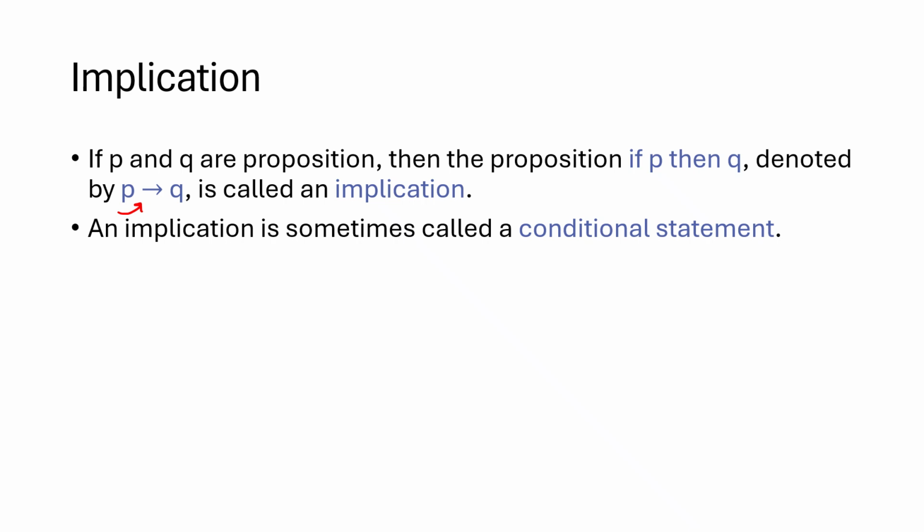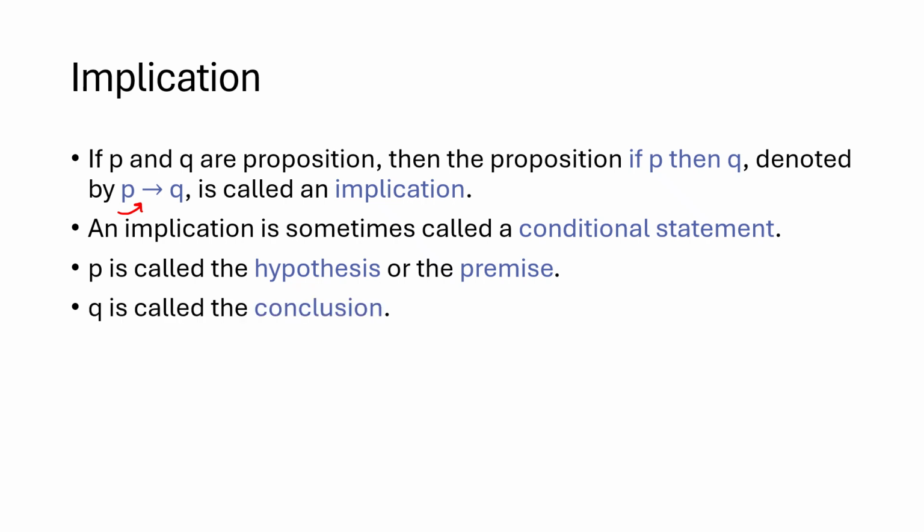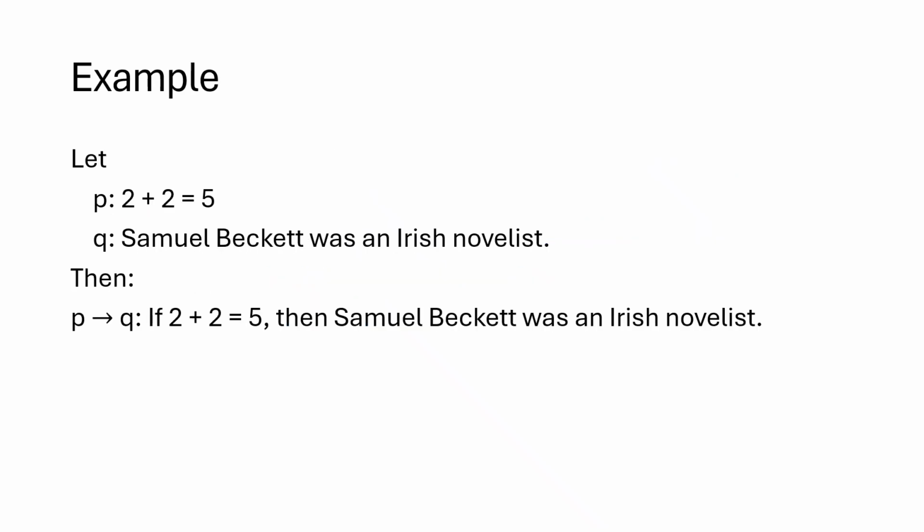Now it's useful to have some terminology here, and you can see these in textbooks and lectures, and we are going to use these terms in later videos. When you have an implication if P then Q, then P is sometimes called the hypothesis or the premise of the implication, and Q is called the conclusion of the implication. Okay, so the left side is a hypothesis or premise, the right side is conclusion in an implication. Now here's an example. P is the proposition 2 plus 2 equals 5, which is obviously false.